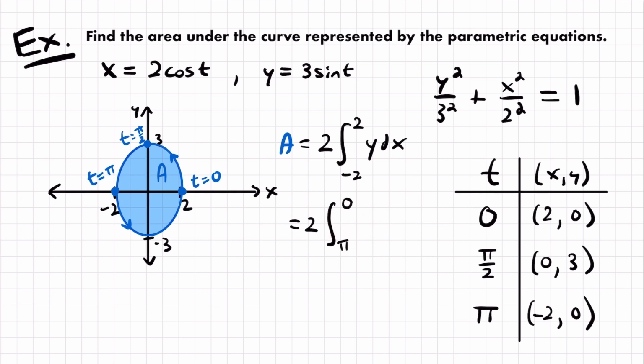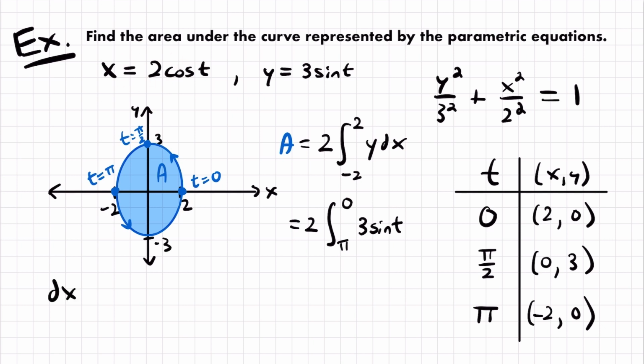All right, so we have 2 times the integral from pi to 0 of y times dx. We need to rewrite both of those in terms of t. We know that y is equal to 3 times sine t from our parametric equations, and so we can rewrite y with 3 times sine t. So we'll have 3 times sine t, and then we can find dx by taking the derivative of our parametric equation for x. So let's take the derivative of x with respect to t.